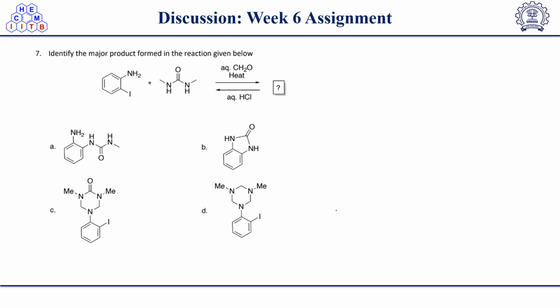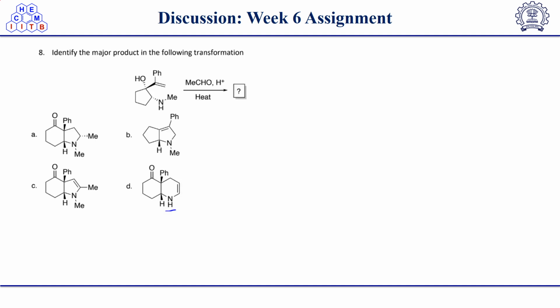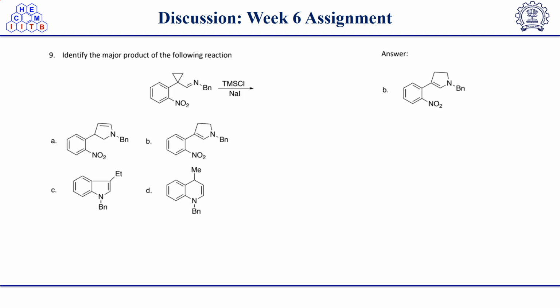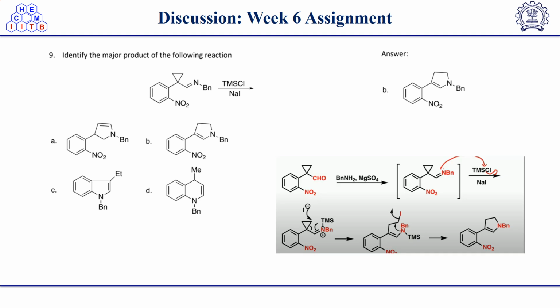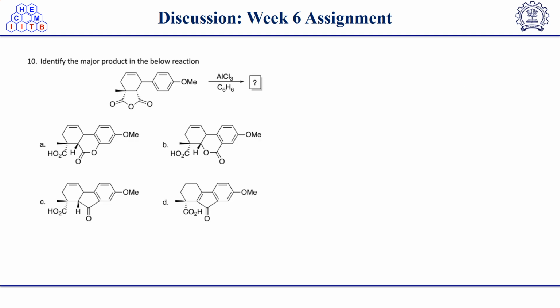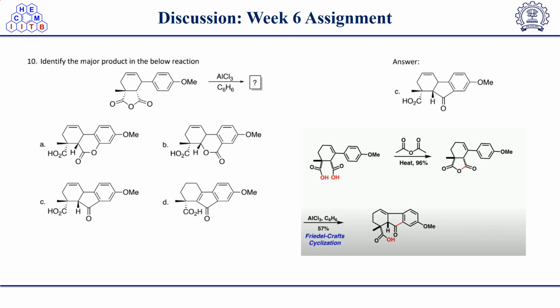Then we have seen the protection of this cyanoaniline using this dimethyl urea kind of derivative, and then this rearrangement reaction to get this 6,5 fused ring, and then this kind of ring opening of the cyclopropane by in situ generated TMS iodide using TMS chloride and sodium iodide. And then finally we have seen this Friedel-Crafts cyclization reaction to get this option C as a major product.